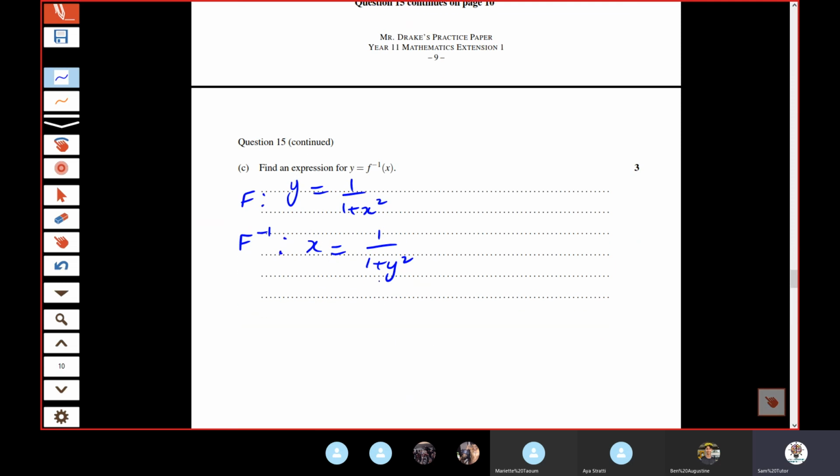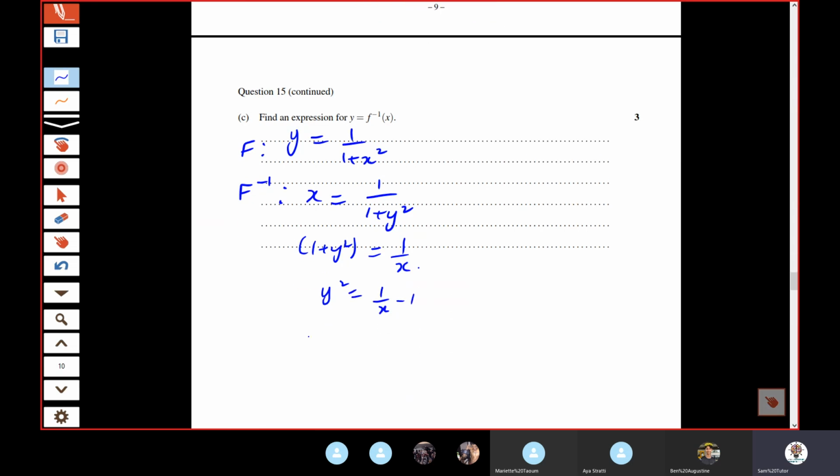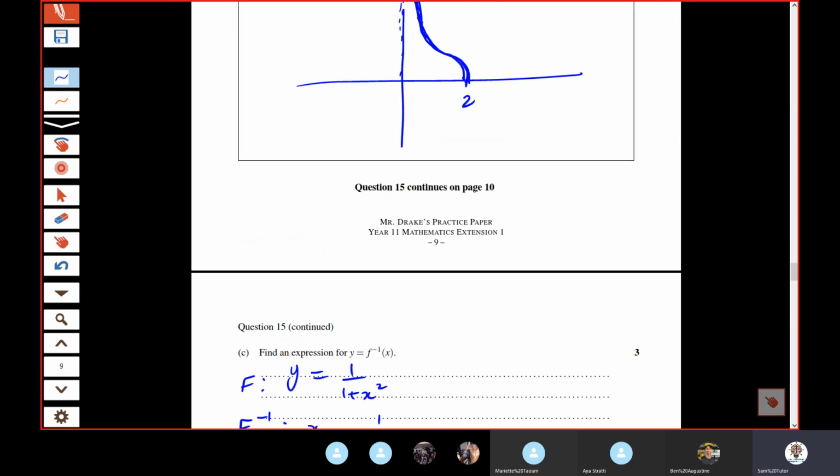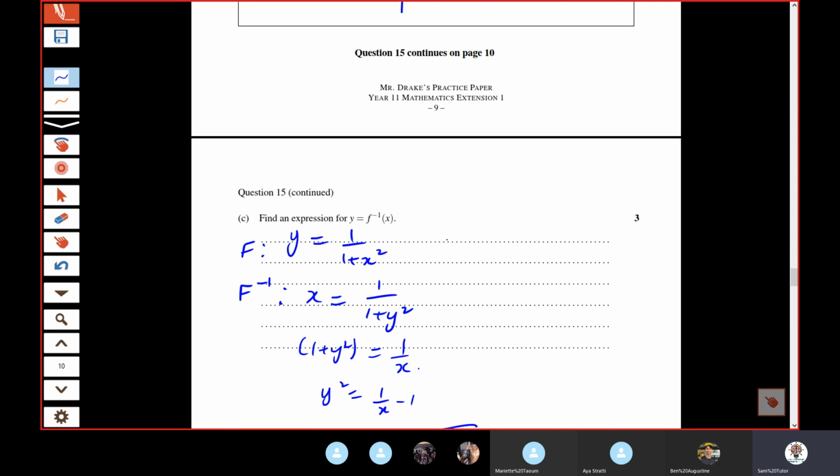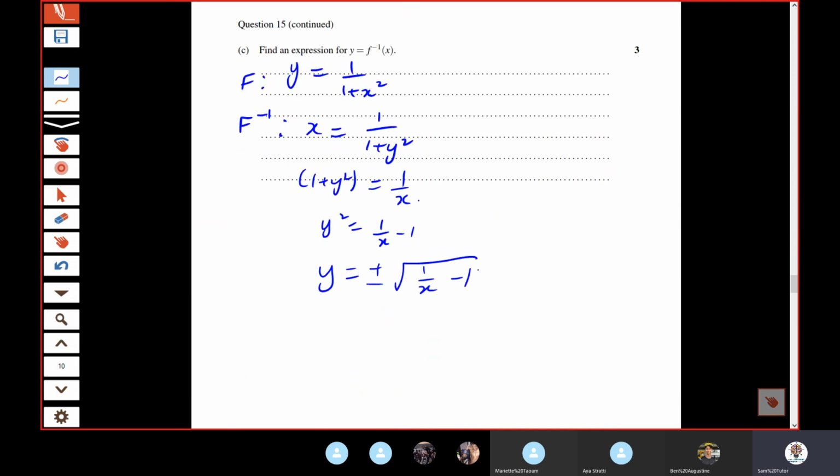So swap the x for the y. 1 plus y squared equals 1 on x. Take away 1. And then square root. I'm guessing it's worth 3 marks because most students would leave it at that. But you just found your range.